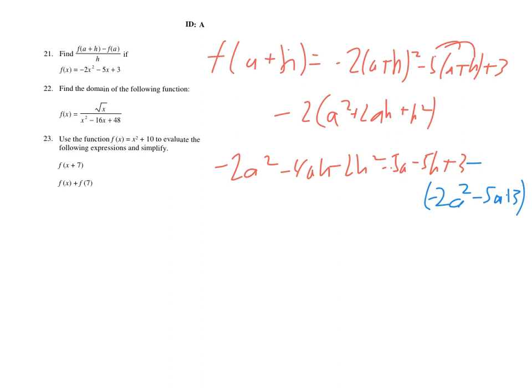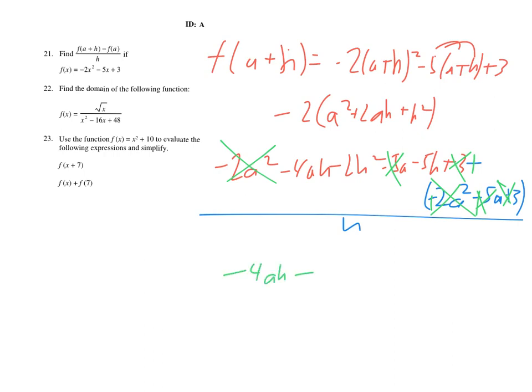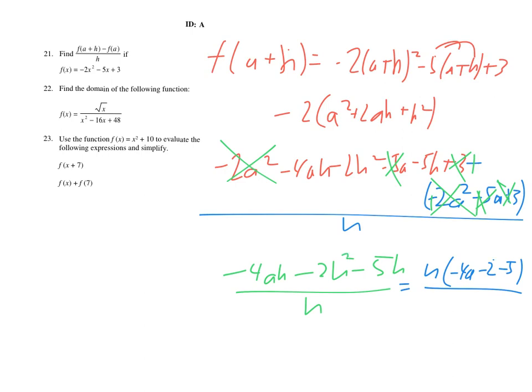Cool. And so that's going to be all over h. Okay. So now I'm going to distribute this negative, which is going to flip all these signs. I'm going to cancel a bunch of stuff out. 5a, negative 5a, negative 3, positive 3. So then what's left over is negative 4ah, minus 2h squared, minus 5h, all over h. And then we're going to take out the h. Oh, this was h squared right there. Okay, so then that will leave us with an h right there. We cancel that out. We get negative 4a minus 2h minus 5.